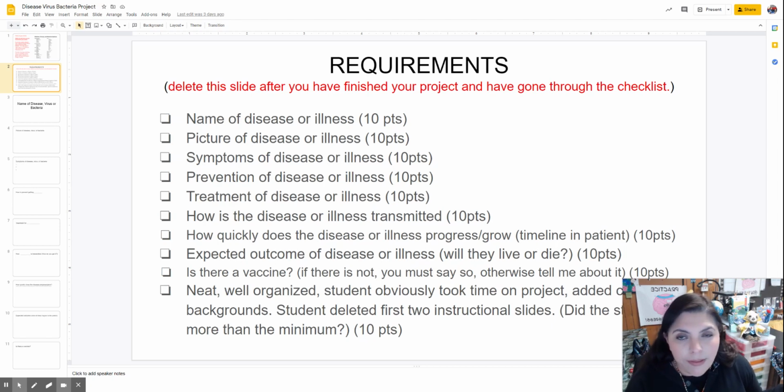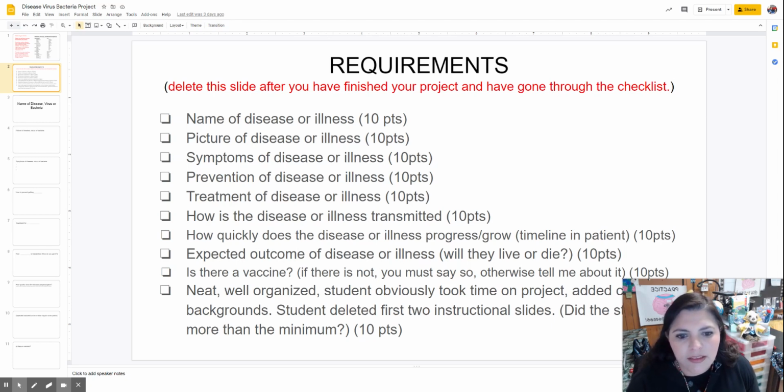There's lots of different ways to get it. Some of them, people can get from a blood transfusion. Some people get it from being around somebody else. Some of them could be a genetic disorder. You're just going to tell me how the person can get the disease or illness or bacteria or virus.